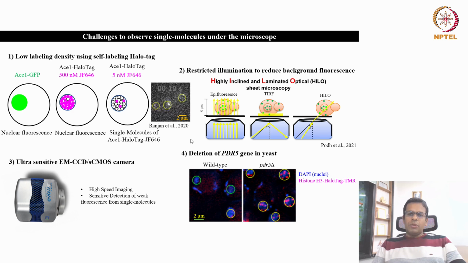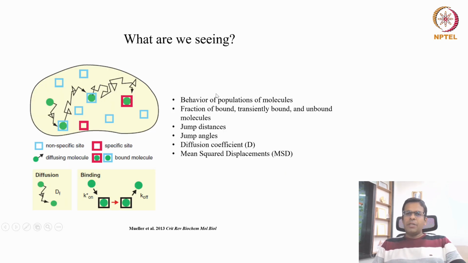Okay, so using this approach, what can you measure? Behavior of populations of molecules. Okay, so let's say for the same protein there are 2 or 3 different types of populations of that protein. Let's say one population is involved in one biological function, the other population is involved in other biological functions. So you will get to know how many different types of populations exist for that particular protein. Then you will get to know the fraction of bound, transiently bound, and unbound molecules.